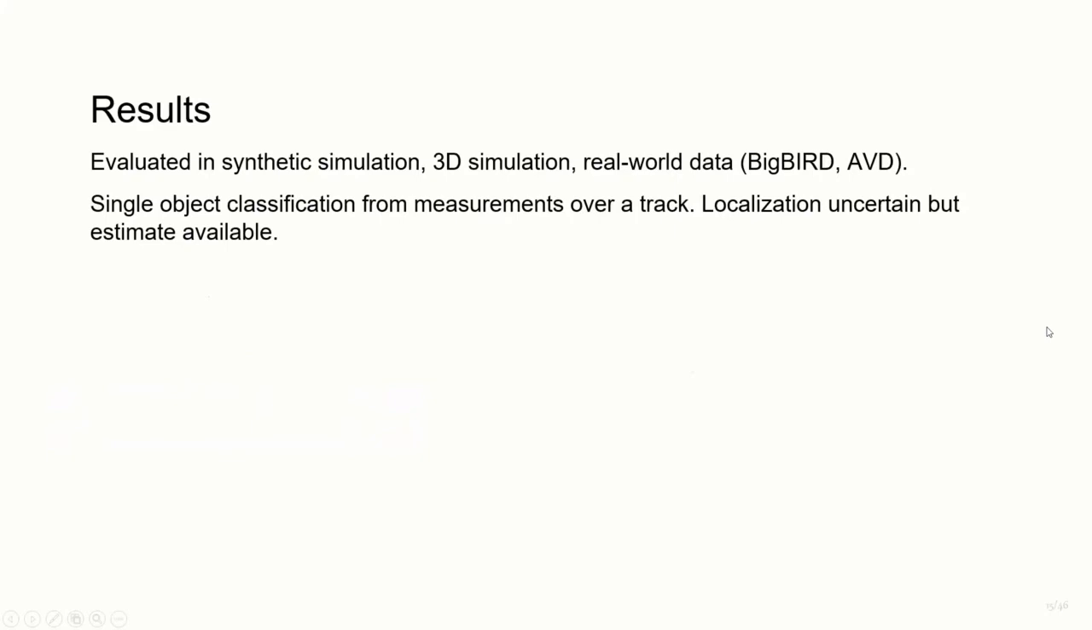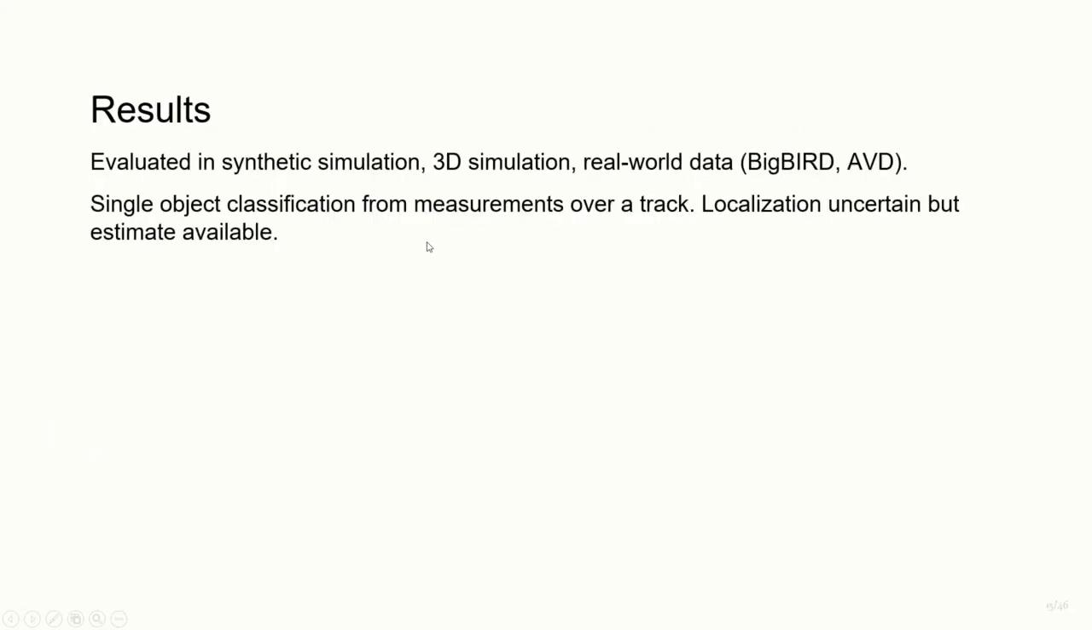Okay, so I'll show some results. We evaluated this approach in three settings: in synthetic simulation, 3D simulation in Unreal Engine, and with real world data from the Berkeley BigBird and Active Vision datasets, which I will describe. In all of the cases, we deal with single object classification from measurements obtained over a track. Localization of the robot is uncertain, but an estimate is available.